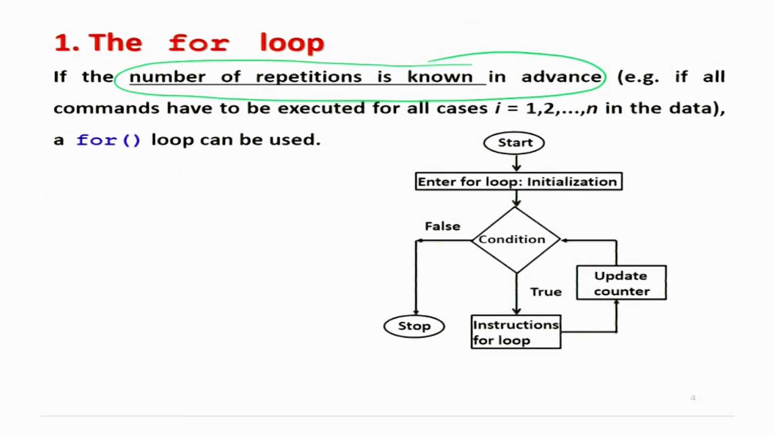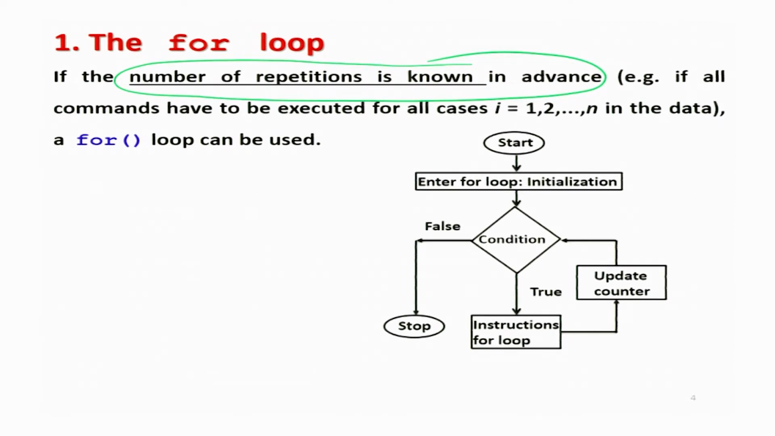That means you know for how many times you want to repeat the loop. For example, we just considered the example where we know that there are 100 students and we want to prepare their grade sheets. So whatever my program or commands are, they have to be repeated 100 times. Under such cases, we use the concept of the for loop.